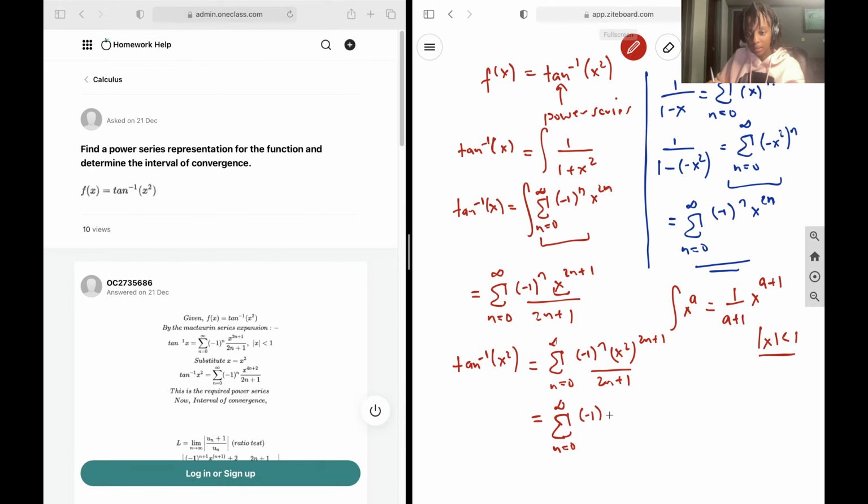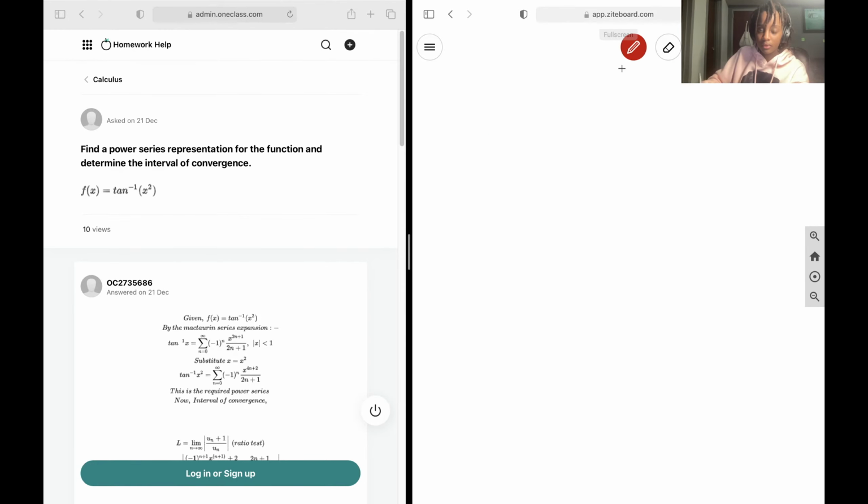And finally we get x, we're going to multiply this. So that becomes (4n+2)/(2n+1). So that's going to be our first answer. So the power series representation is 10 to the negative x squared is equal to the summation from n equals 0 to infinity of (-1)^n x^(4n+2) all over 2n+1.